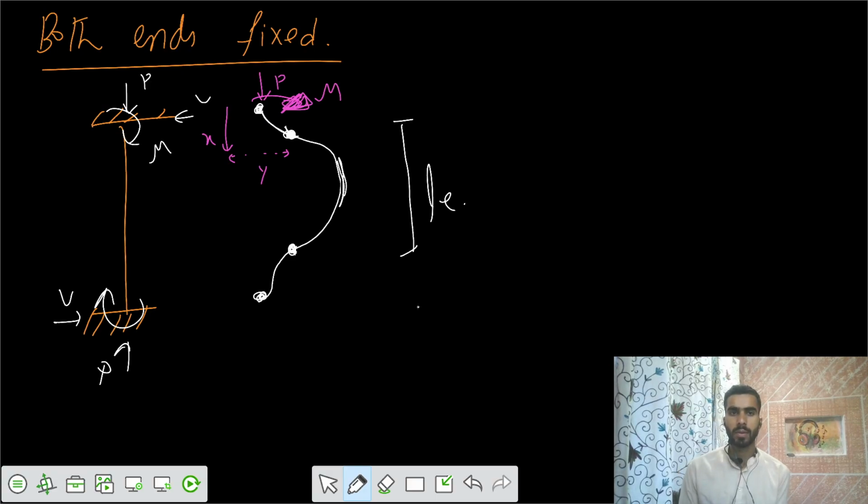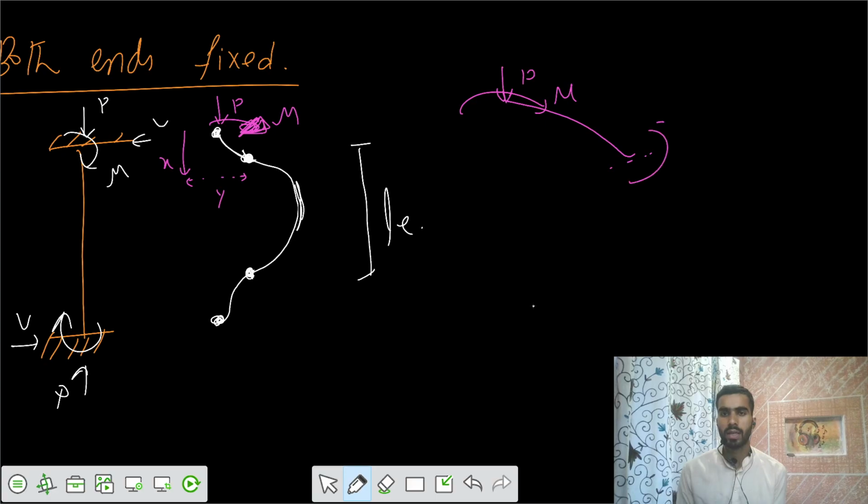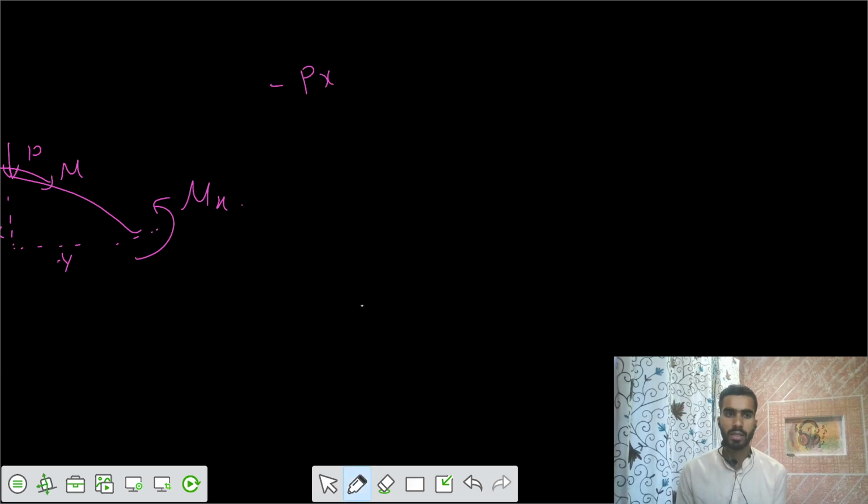Let's take this part. If I cut that section, applying a load of P, there's a moment of M developed here, and a moment of M developed here. Let's take that section; this is Mx, at a vertical distance y, and this is x. So I write the moment equation: Px, P into y anticlockwise, and the moment M positive clockwise, minus Mx anticlockwise equals 0. So Mx equals minus Py plus M.